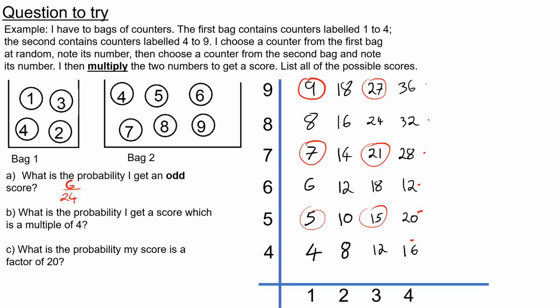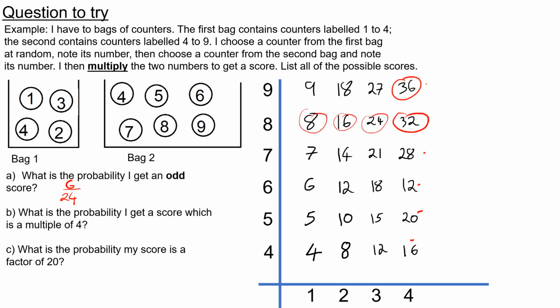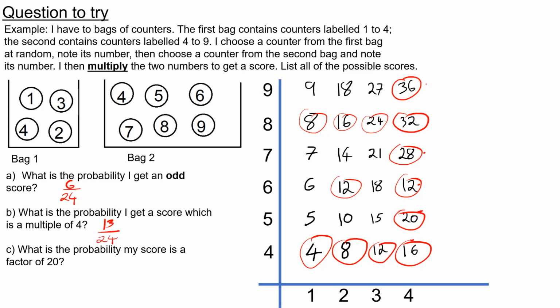What is the probability I get a score which is a multiple of 4? So let's count how many multiples of 4 we have. So we have 36, 8, 16, 24, 32, 28, 12, 12 again, 20, 4, 8, 12, and 16. So these are our multiples of 4. Let's count them. So we have 13 out of 24. That's the chance that I get a multiple of 4.